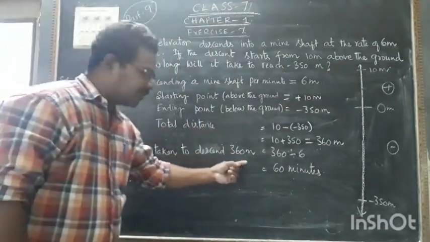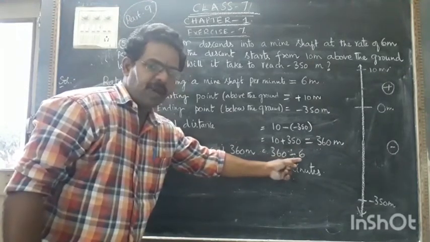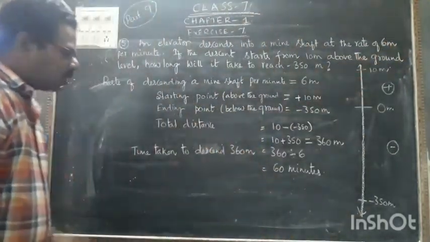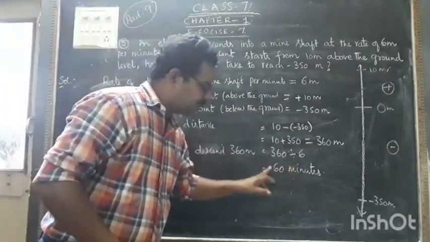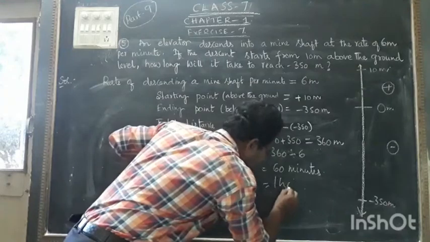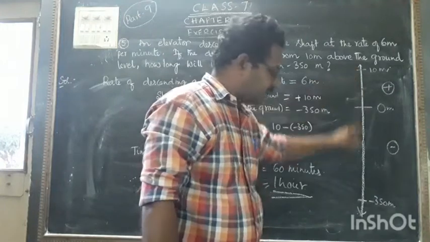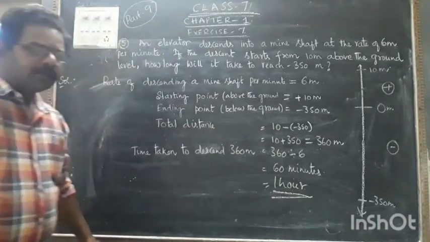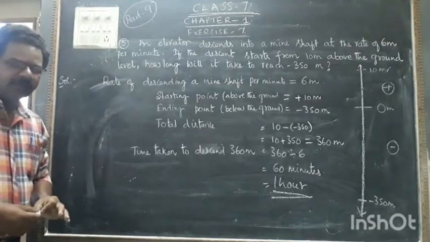Time taken to descend 360 meters is equal to 360 divided by 6. Why are we using this 6? Rate is equal to 6 meters per minute. So how much time is required? How much time will it take? So 360 divided by 6 is equal to 60, 6 sixes are 36, 60 minutes. 60 minutes can be written as 1 hour. So it will take 1 hour to reach from 10 meters above the ground level to 350 meters below the ground level. Okay, understand? So please note down, and after completion of this one, listen to me.